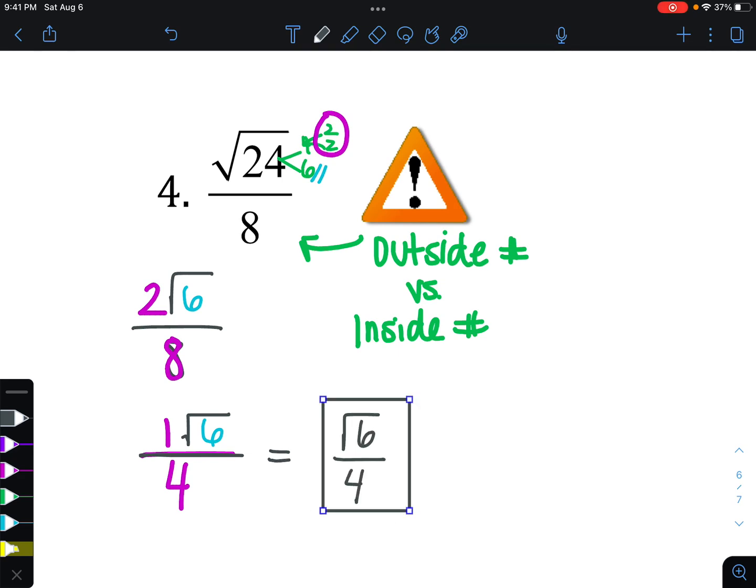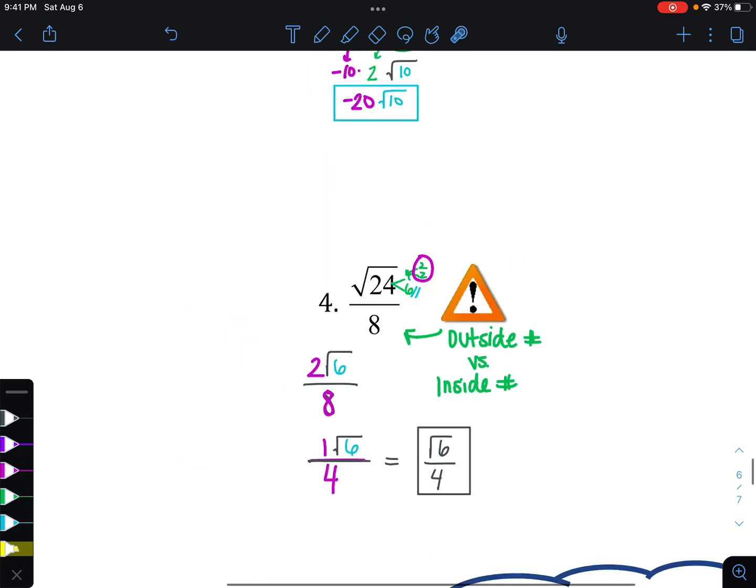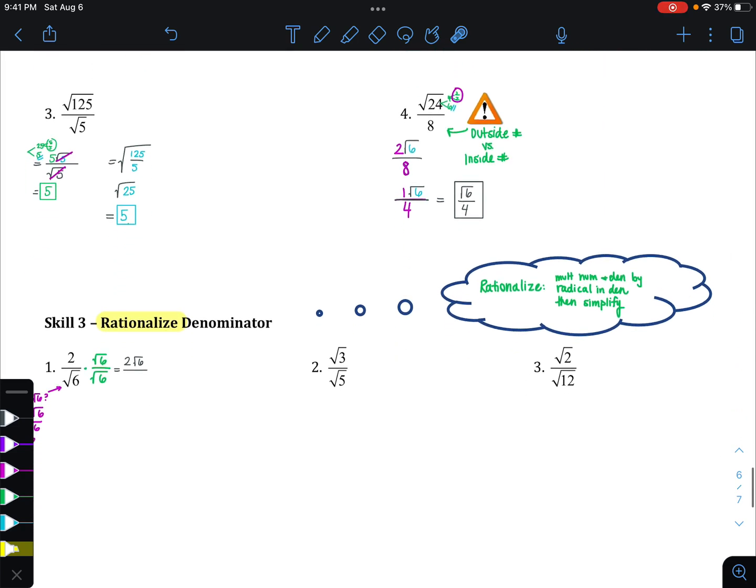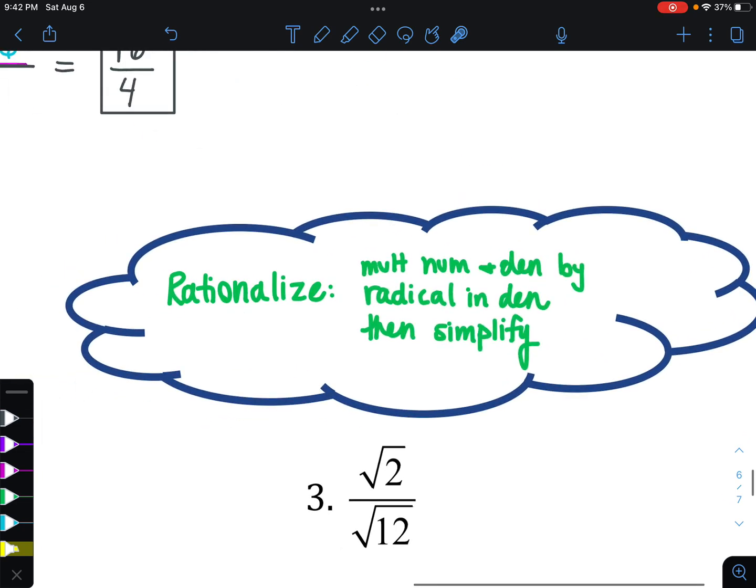You do want to keep going until your radical cannot be simplified any further. All right, so that is simplifying, multiplying, dividing, and the last thing is rationalizing. So in some cases, when we're dividing with radicals, if you have a radical left in your denominator, we have to rationalize that. So rationalizing is just a way of rewriting, getting the same numerical value, but the number just looks different. It doesn't have a radical in the denominator.